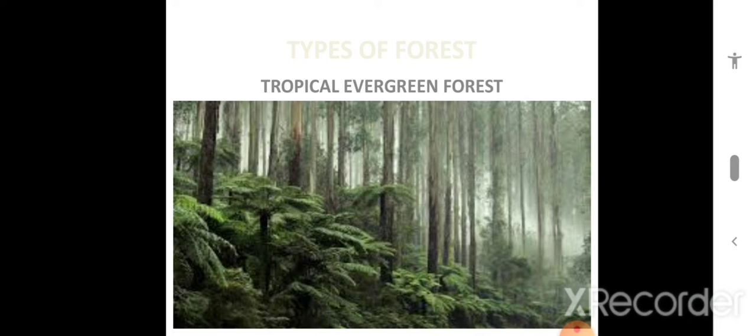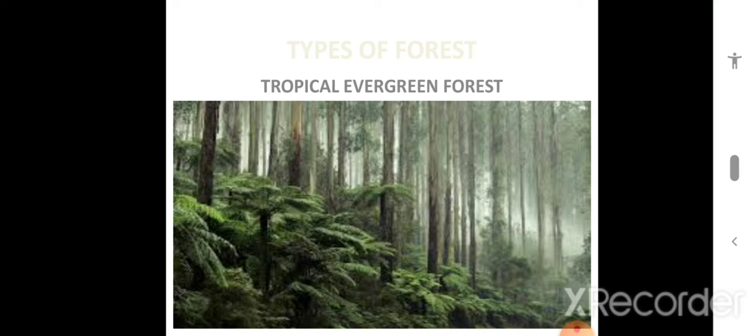Now, what are the features of tropical evergreen forest? Tropical evergreen forests are dense and multi-layered. The trees are so closely knit that they form a huge canopy or cover that does not allow sunlight to reach the ground. Where sunlight does manage to reach the ground, an undergrowth of herbs and shrubs develops. The trees here are mostly very tall, even 40 to 60 meters.